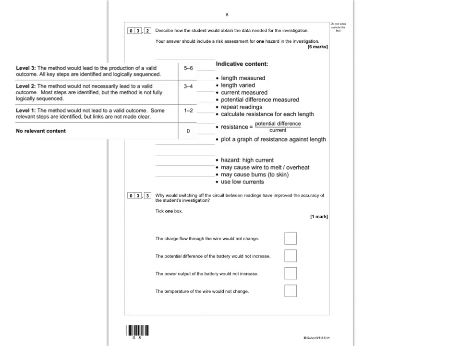Question 3.3 says, why would switching off the circuit between readings have improved the accuracy of the student's investigation? And the reason why turning it off between readings improves it is because it reduces the heating effect. So when you put a current through a wire, it causes it to heat up. So the temperature of the wire would not change by turning it on and off between readings, and therefore that would improve the accuracy of your results.